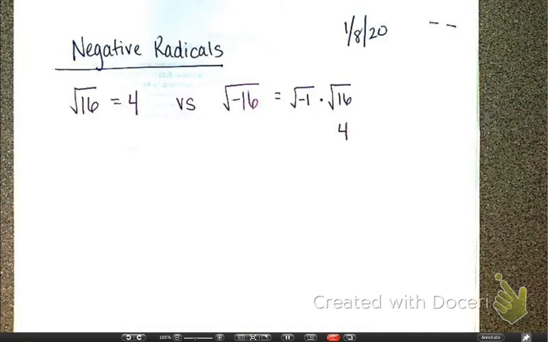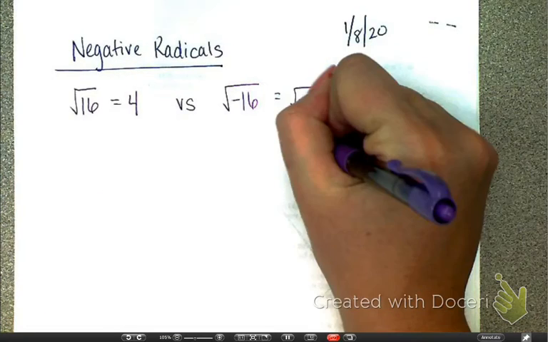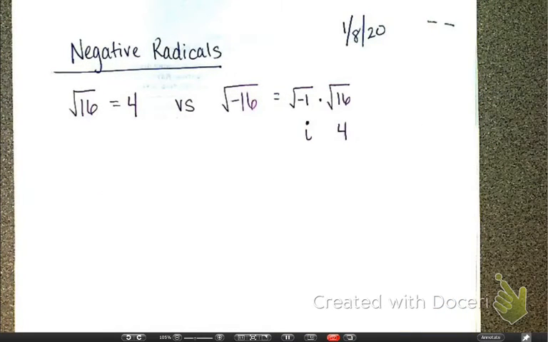So really, you need to know what the square root of negative 1 is. What's the square root of negative 1? Go ahead, plug it into your calculator. It says error in your calculator, right? Because the square root of negative 1 is I. It's an imaginary number.